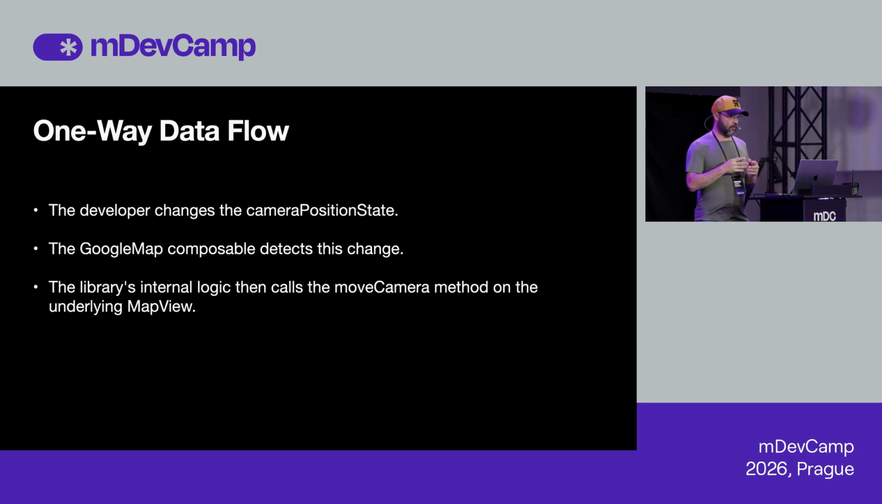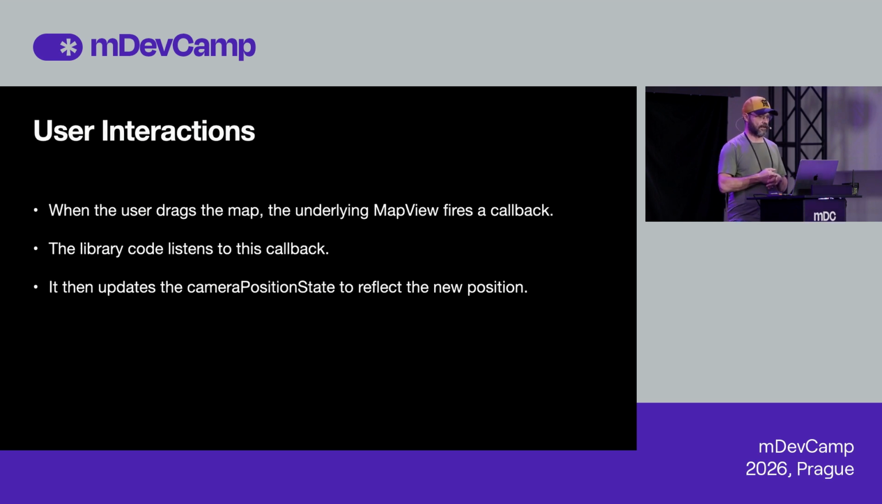This is the same one-way data flow that we follow in Compose. The developer only changes the camera position state. It doesn't need to do anything. It doesn't need to go into the internals of Compose. The Google Map composable is going to find out that, hey, this camera position state that I have above has changed. So I'm going to call move camera on the underlying map view. The user doesn't need to access move camera itself at any point.